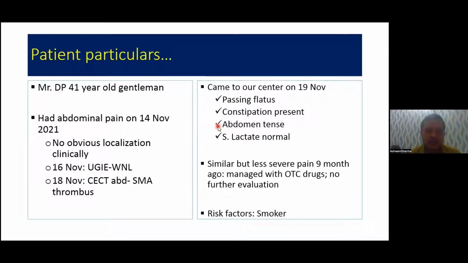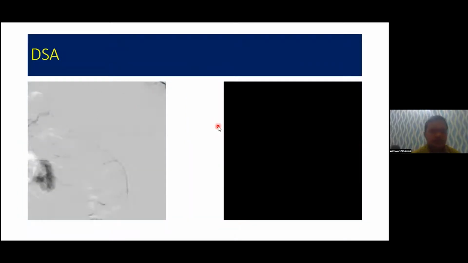When asked clinically, he was passing flatus, but constipation was there. The abdomen was tense and intermittent pain was there. Serum lactate and total leukocyte counts were normal. On further probing, he gave a history of a similar kind of pain, though less severe, 9 months ago, and at that time he was managed with over-the-counter drugs. No further evaluation was performed, and he was a chronic smoker.